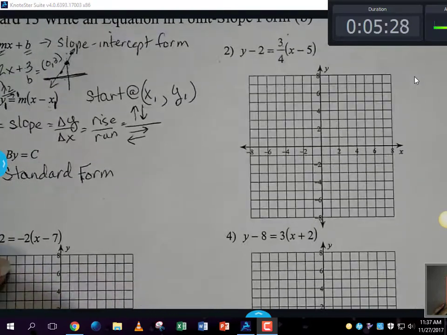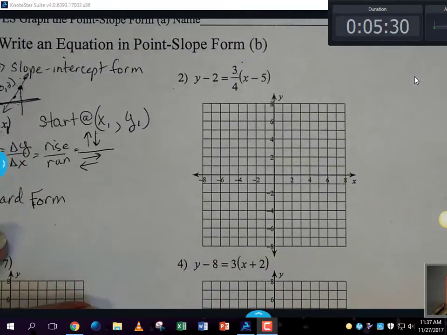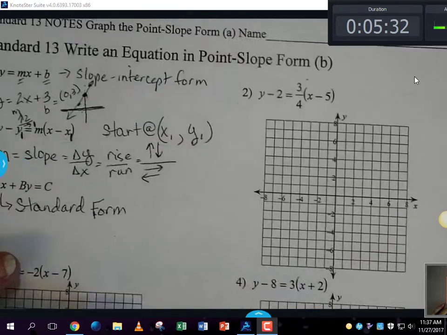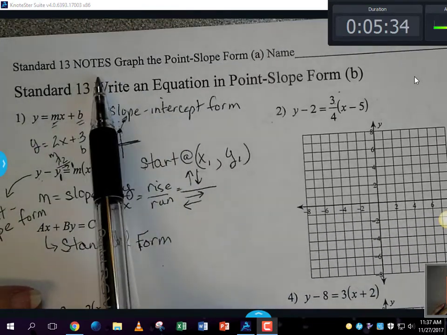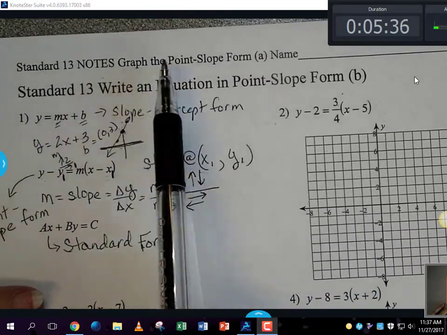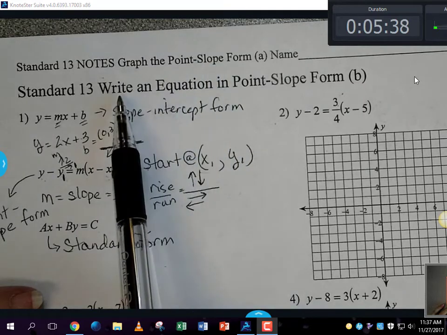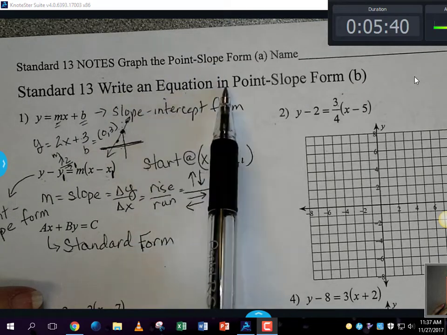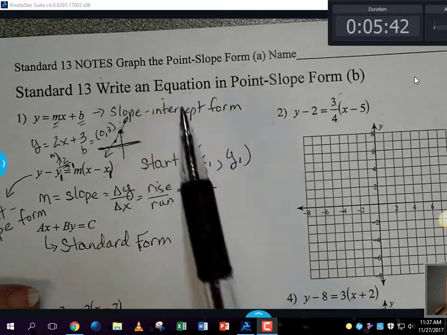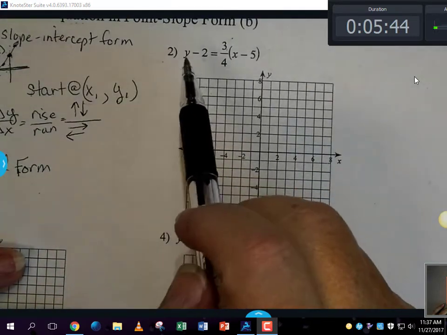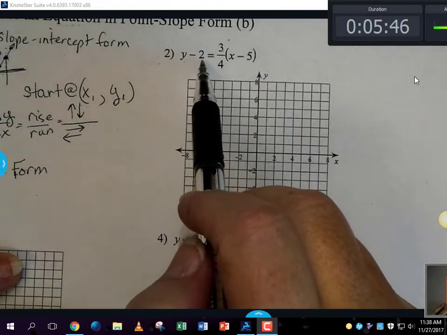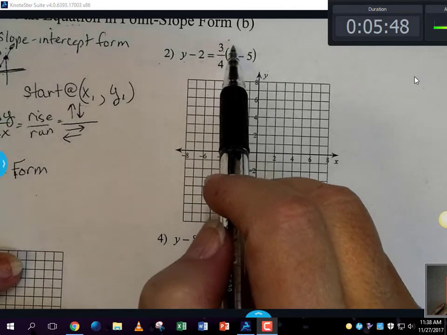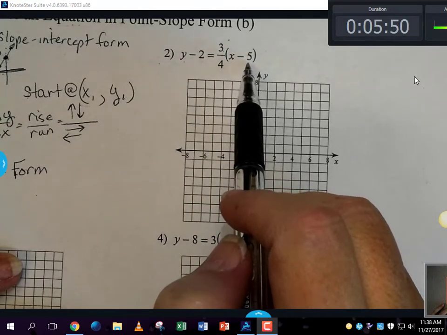Okay, so first example, we're doing two things with these notes. We're doing how to graph when we're in the point slope form, and then we are also doing how to write an equation. Okay, so here's our first one. We have y minus 2 equals 3/4 times the quantity x minus 5.